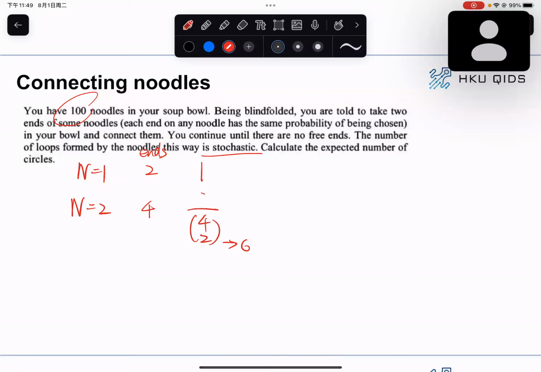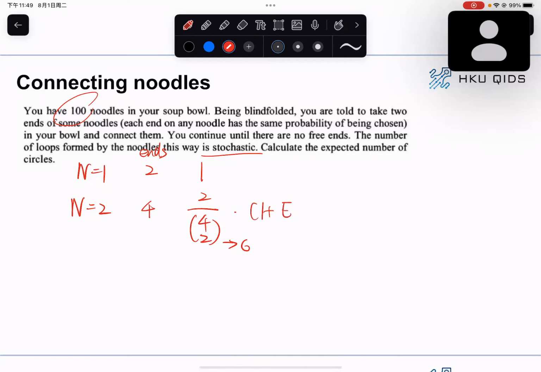And among them, 2 combinations, which means if I pick one end of one noodle and then pick another end of the same noodle, they are going to form a circle. For the other 4 choices, if I pick one end from one noodle and another end from the other noodle, they are going to form a big circle, right? They are going to combine 2 noodles into one.